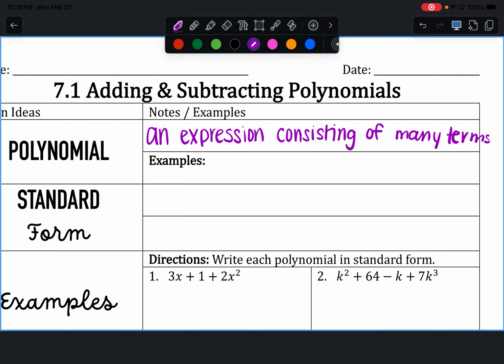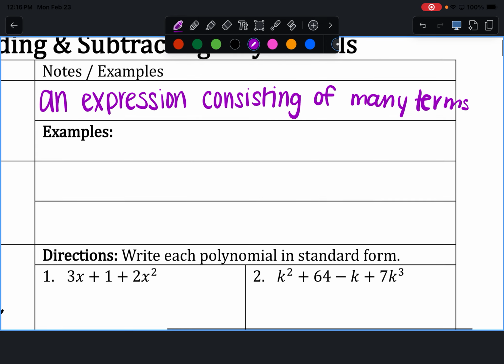And when we talk about a polynomial, we can talk about something with as few as one term or as many as however many terms we can add together. Okay, a lot. When we talk about an example, we can have something as simple as 5.